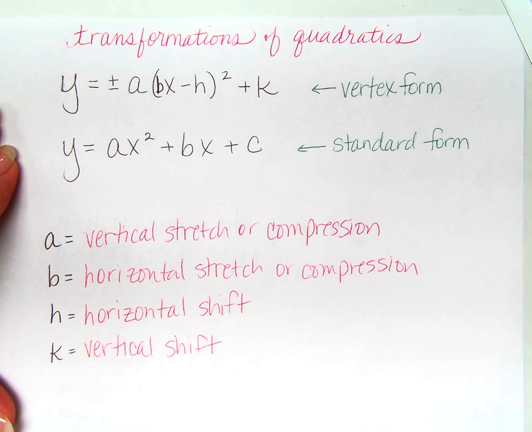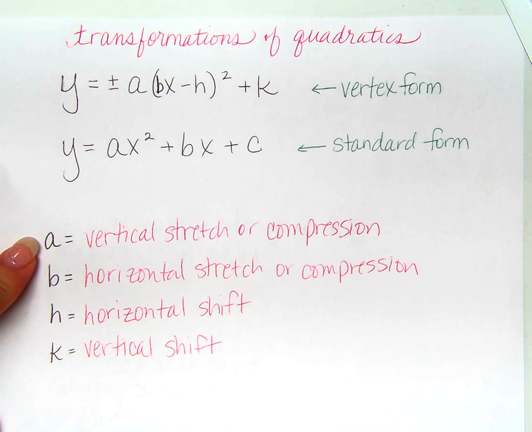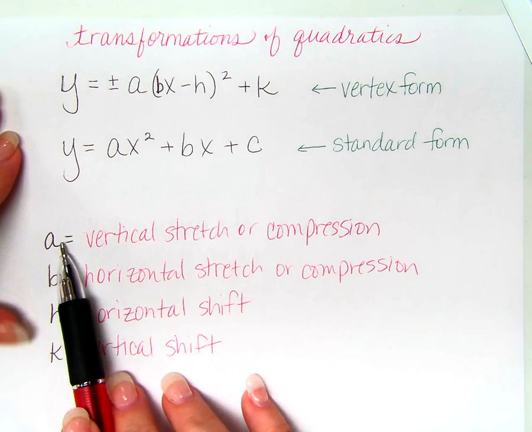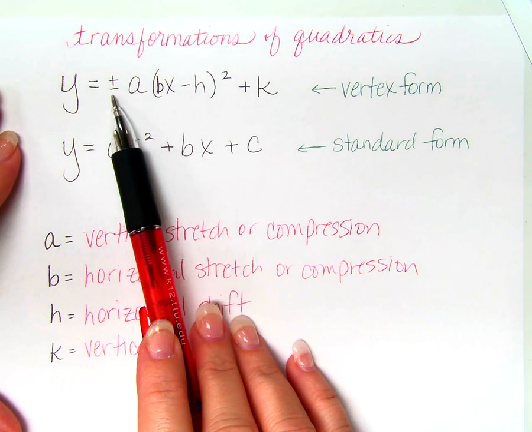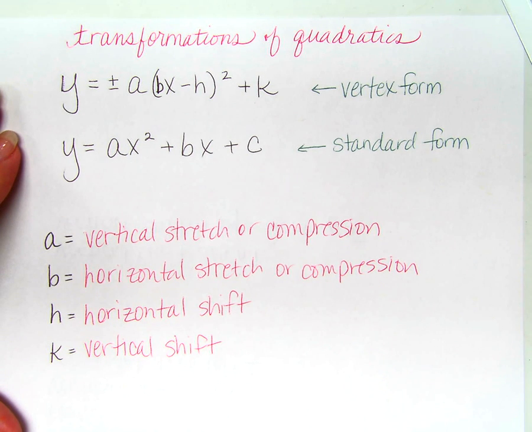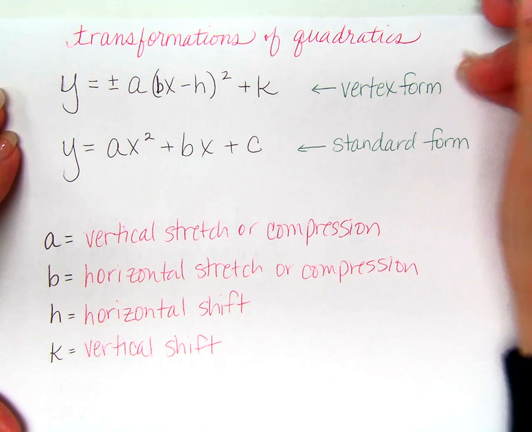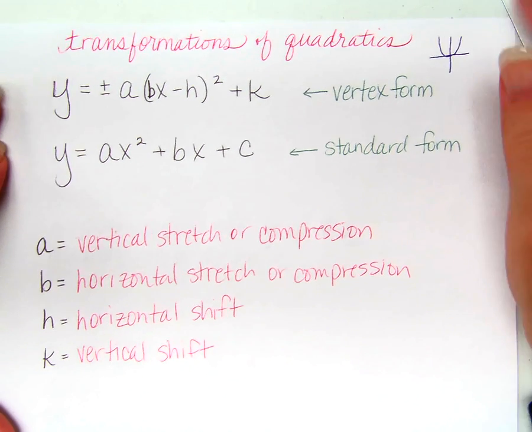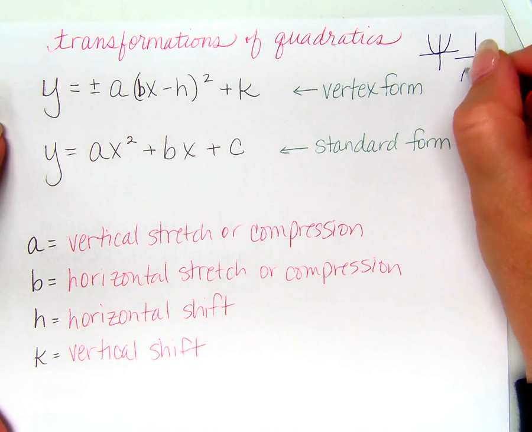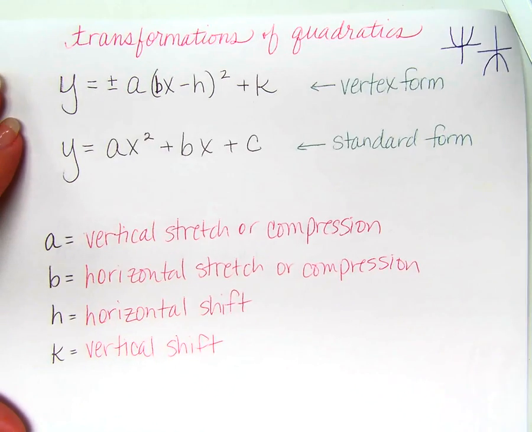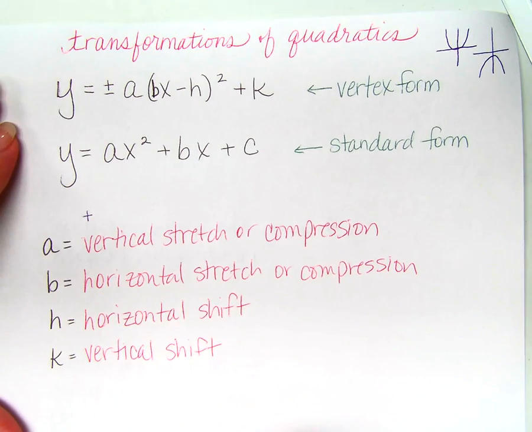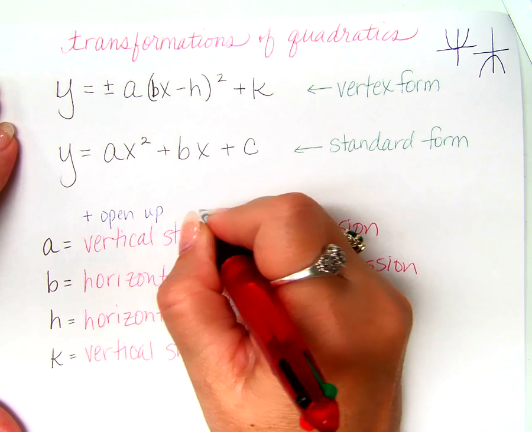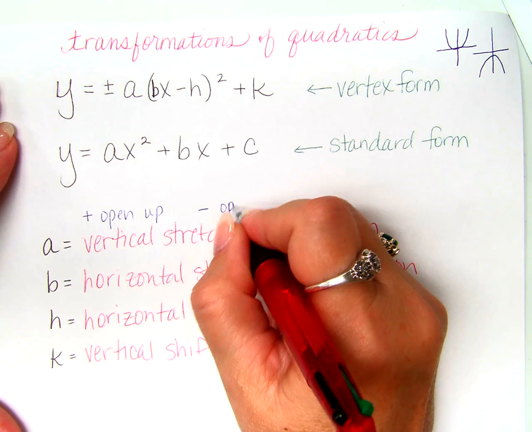Okay? Now, there is something special about A that we didn't talk about real quick. Notice what I have written out in front, a plus or a minus. The sign of the A will help you realize if the parabola, which is what a quadratic makes when you graph it, opens up or opens down. So if A is positive, it's going to open up. And if the A is negative, it will open down.